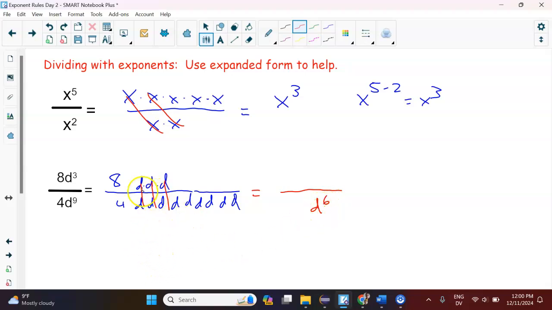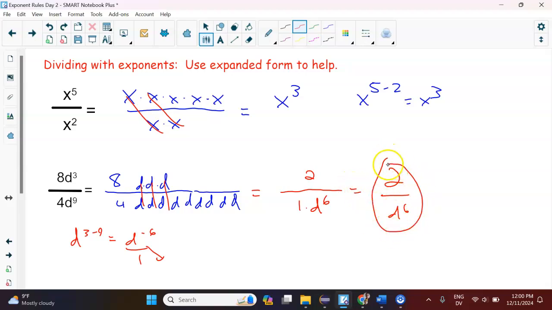Which again, you could have done 3 minus 9 to get d to the negative sixth, but then you're going to end up flipping it or moving it down to the denominator. So to me, that's kind of cumbersome. I like just to think if you have 6 more d's on the bottom than you do on the top. Okay, and then the rest of this, the 8 and the 4, just divides to 2 and 1. So you get a 2 and then a times 1 there, but the times 1 really doesn't mean anything. So this thing cleans up to 2 over d to the sixth.